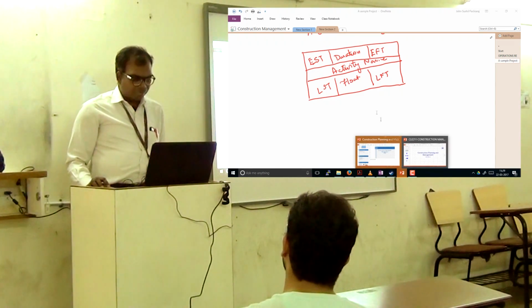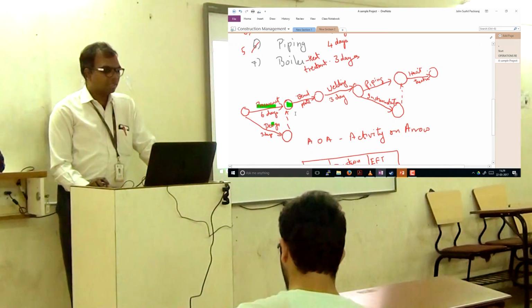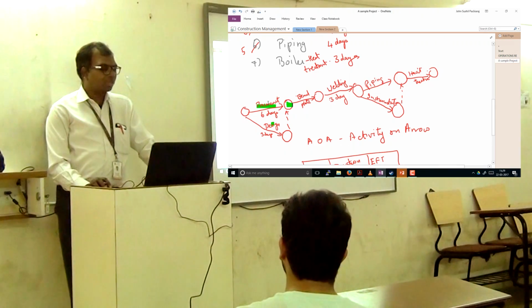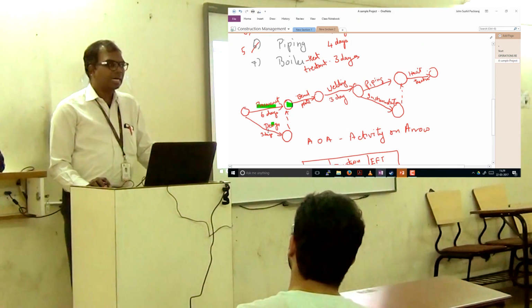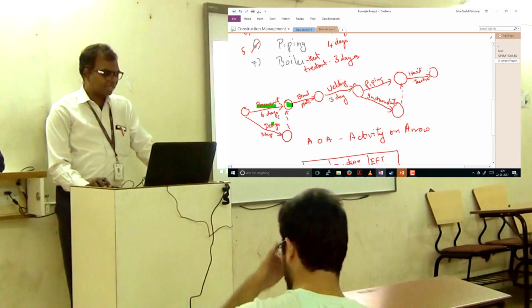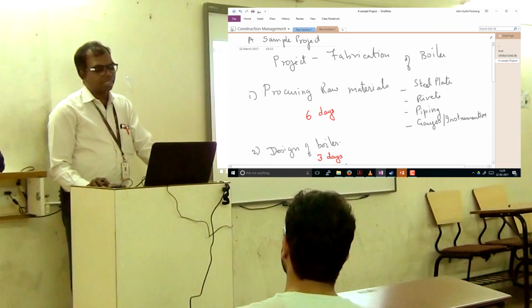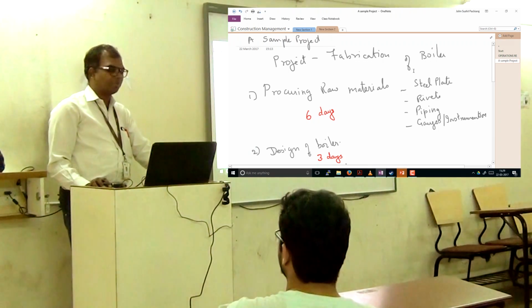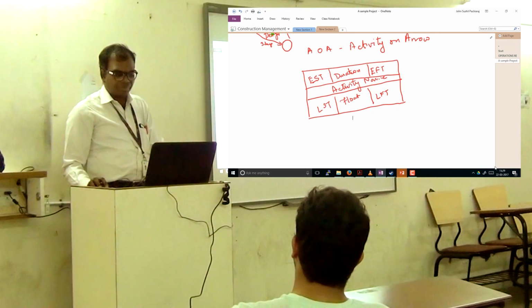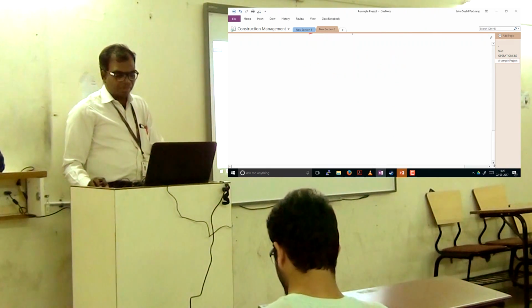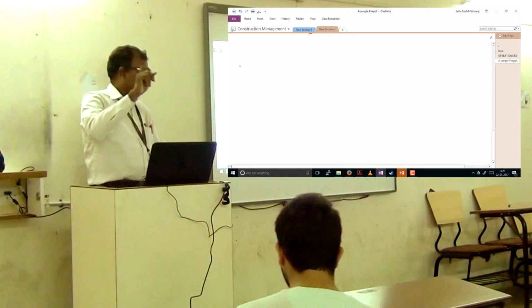Now if I look at this sequence, I find that procurement and design go hand in hand. Now for instance, if you look at it, you got quite a lot of procurement to be done: steel plates, rivets, piping, gauges, instrumentation, so on and so forth. We've identified it. Now let me put this on a linear scale.